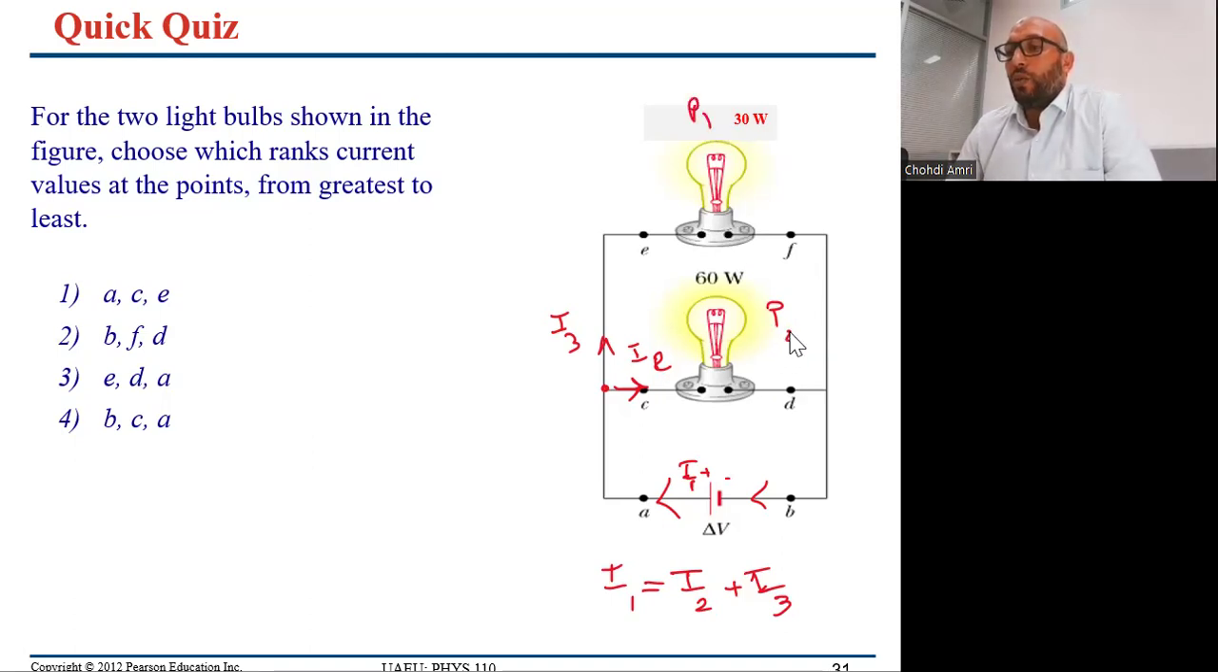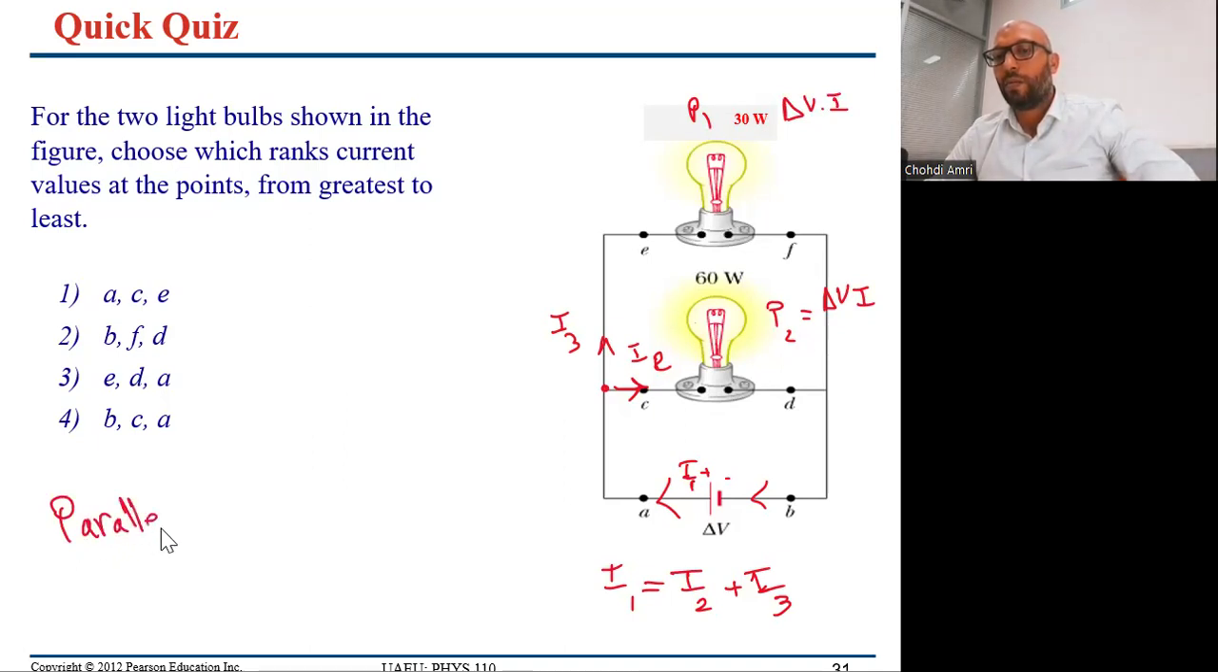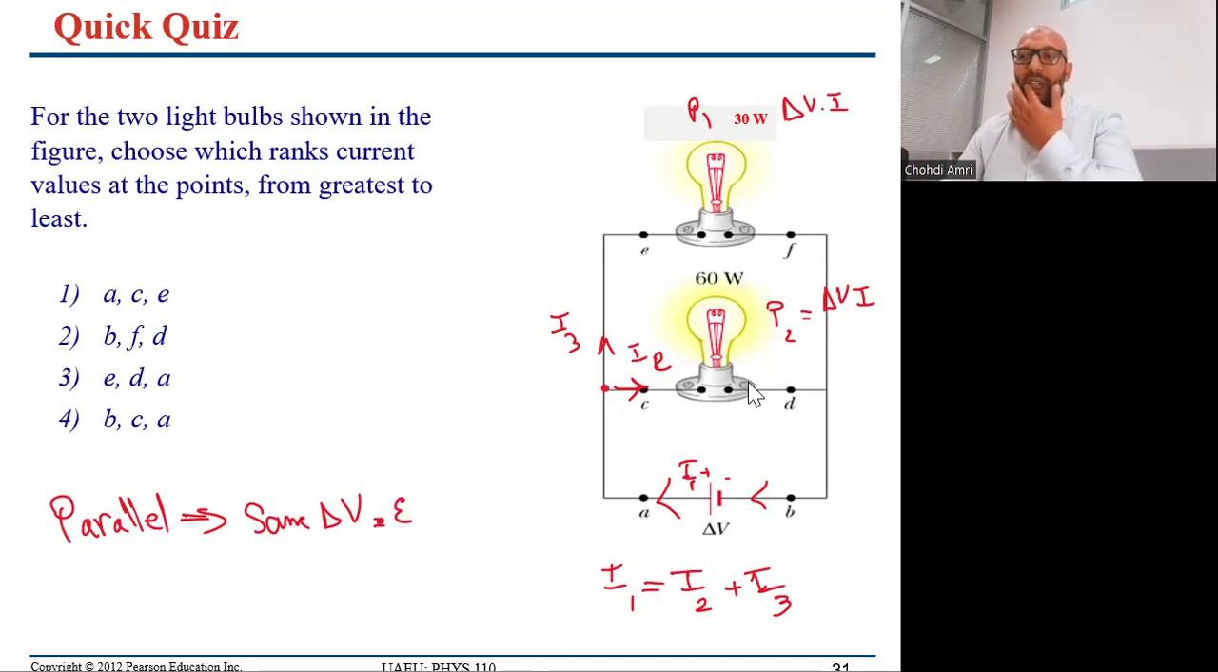And what did we say? We said that P2 equals delta V multiplied by I. We have the same potential difference. Why? Because they are parallel. So same delta V, which is equal to epsilon. So same delta V, but the current is not the same.